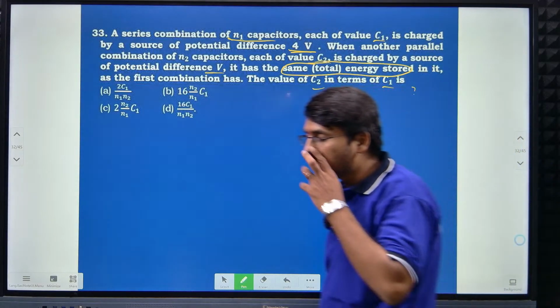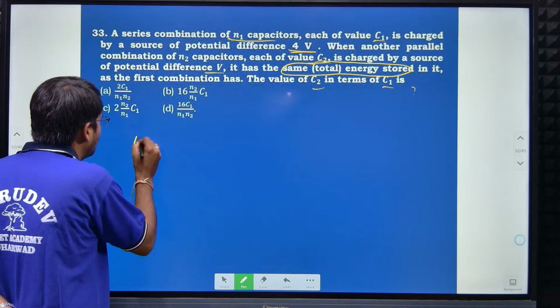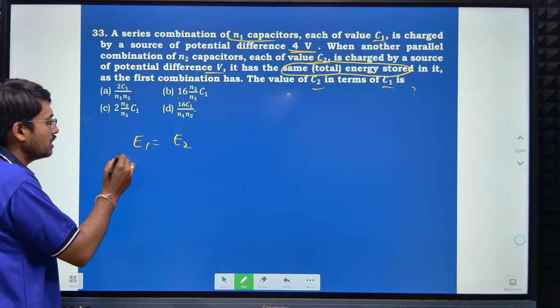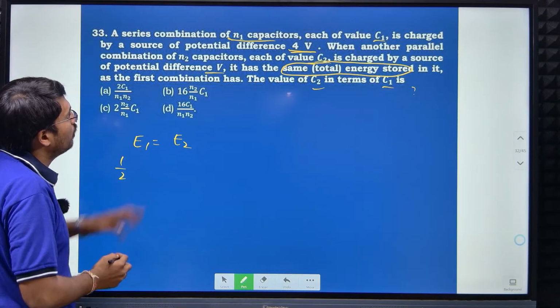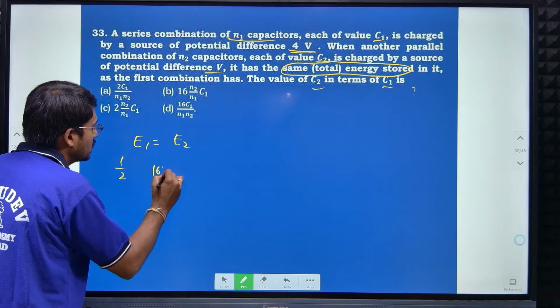See, what is the condition here? The condition is that the energy remains the same. What is the equation for the energy? We know it. Let us just write E1 equals E2. What is the equation for energy? Half CV square. V we know, it is 4V, so I'll just write it as 16V square.